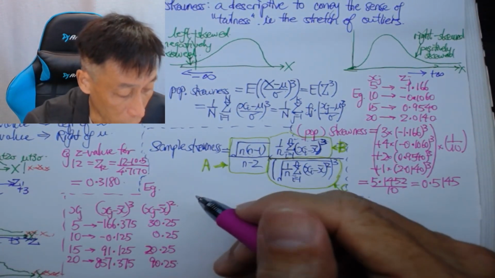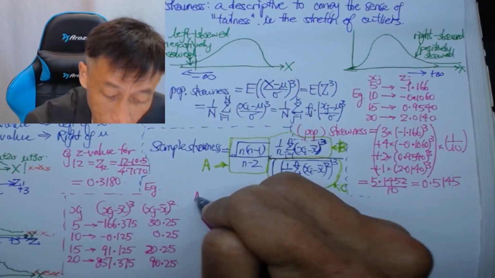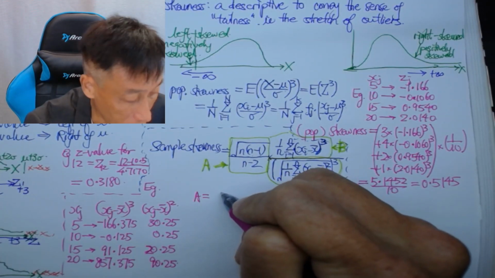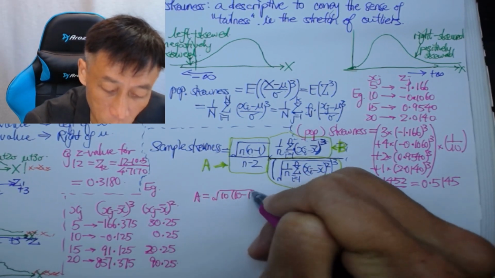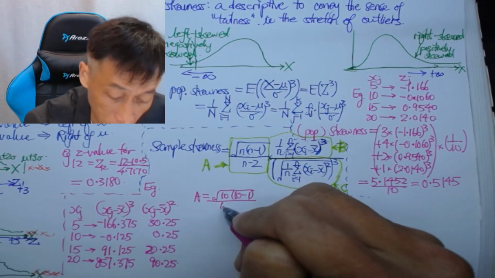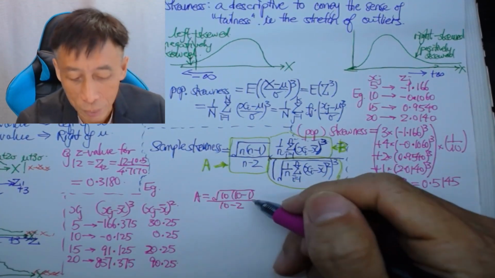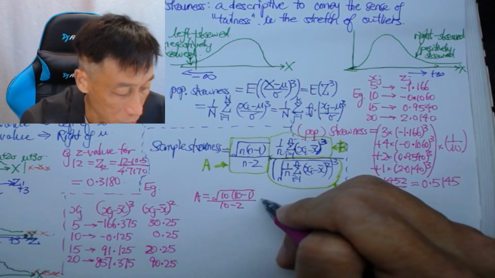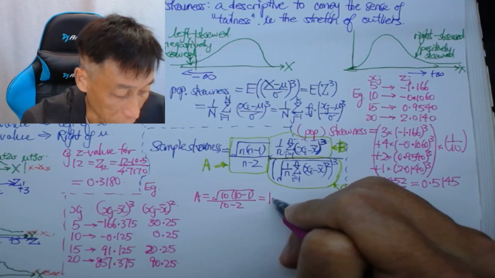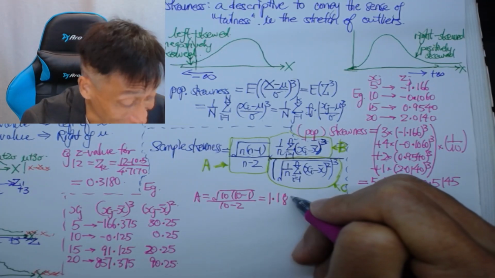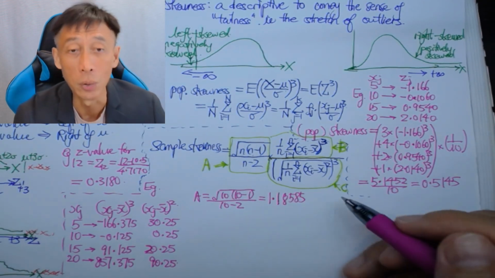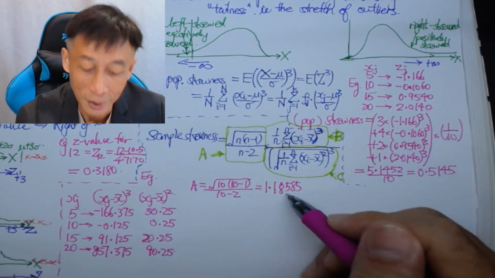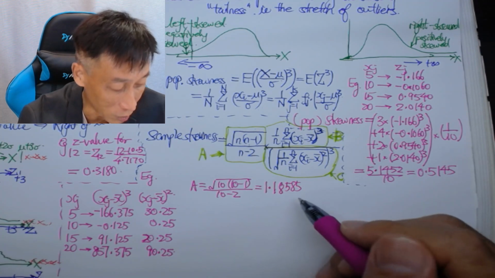So for A, we have the square root of 10 times 10 minus 1, over 10 minus 2. That's 10 times 9. Take the square root, then divide by 8. You can do the quick calculation: 1.18585. I'm just maintaining a few more decimal places so that I don't get bitten by lack of precision here, right? So I just keep a few.